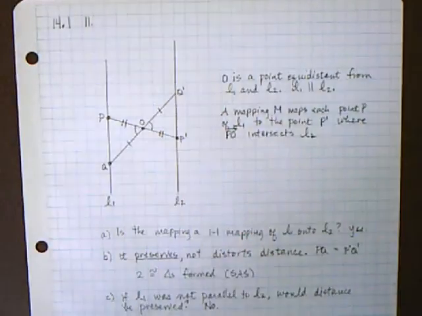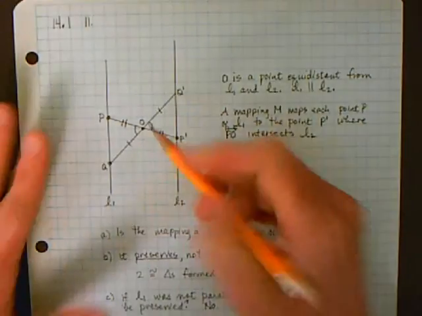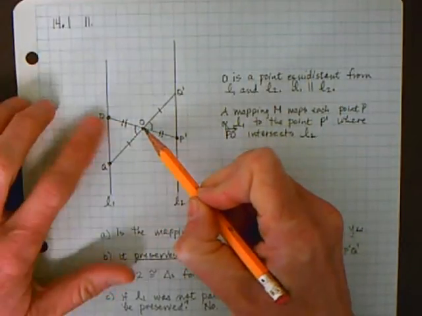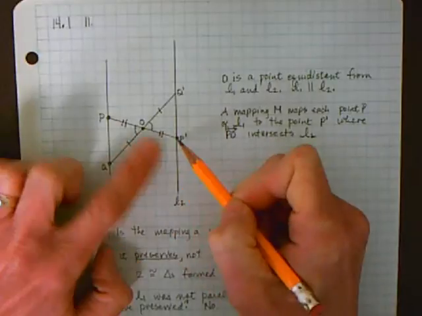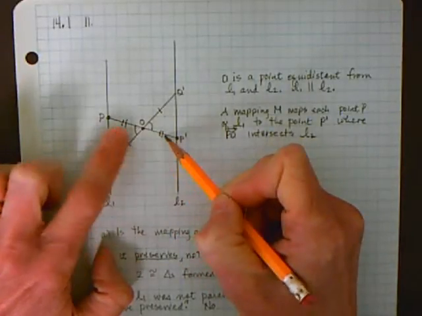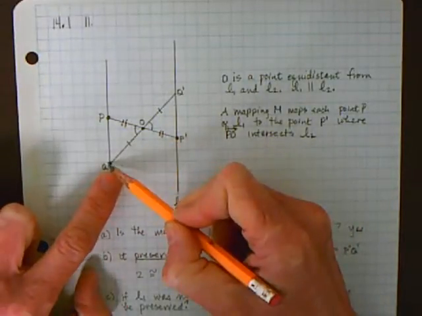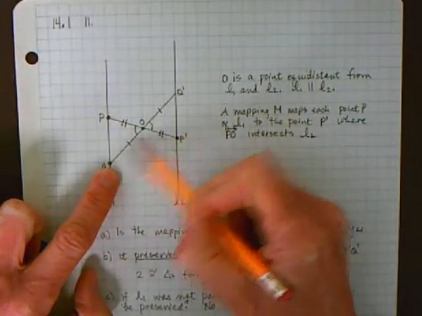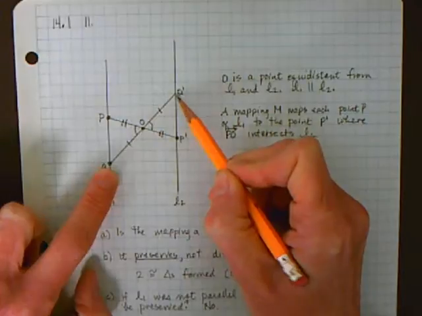All right. So because point O here is equidistant, the distance from P to O and from O to P prime is going to be the same. And so let's take another point Q here. From Q to O, that's going to be the same distance as from O to Q prime.